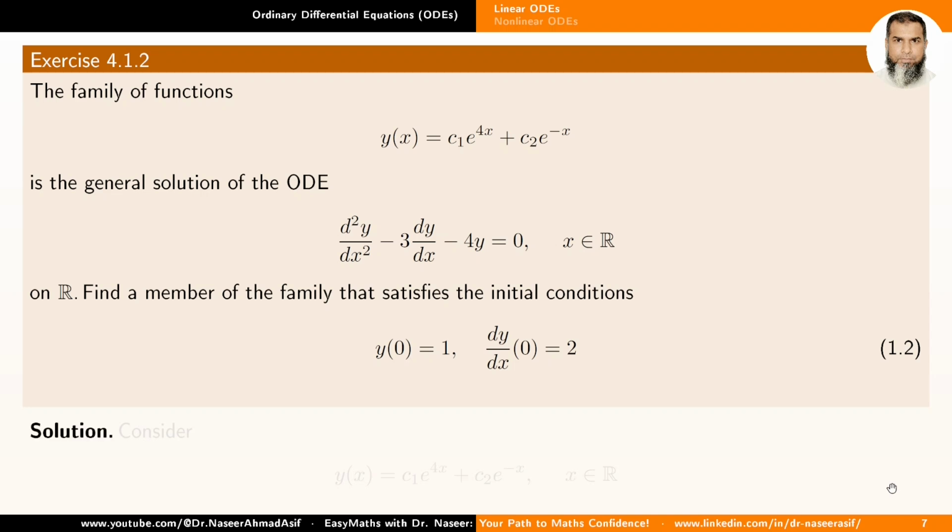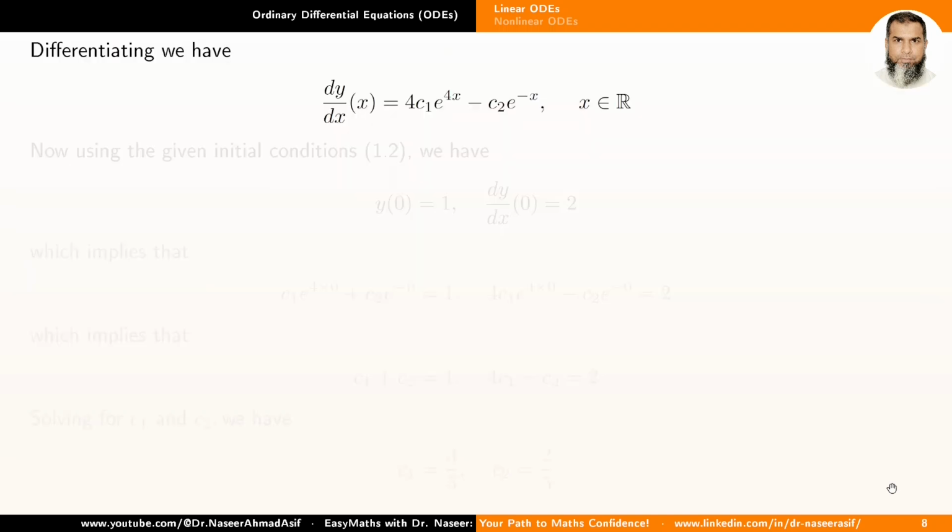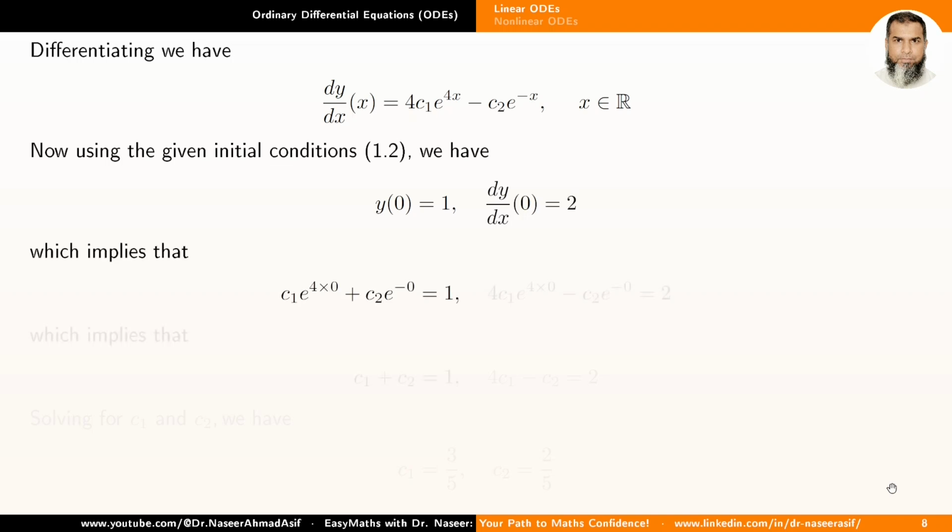Well, see solution. Consider y of x equal to c1 exponential 4x plus c2 exponential minus x, where x belongs to R. Differentiating, we have dy by dx of x is equal to 4c1 exponential 4x minus c2 exponential minus x, where x belongs to R. Now, using the given initial conditions 1.2, we have y of 0 is equal to 1, dy by dx of 0 is equal to 2. So we have c1 exponential 4 into 0 plus c2 exponential minus 0 is equal to 1, and 4c1 exponential 4 into 0 minus c2 exponential minus 0 is equal to 2. So c1 plus c2 is equal to 1, and 4c1 minus c2 is equal to 2.